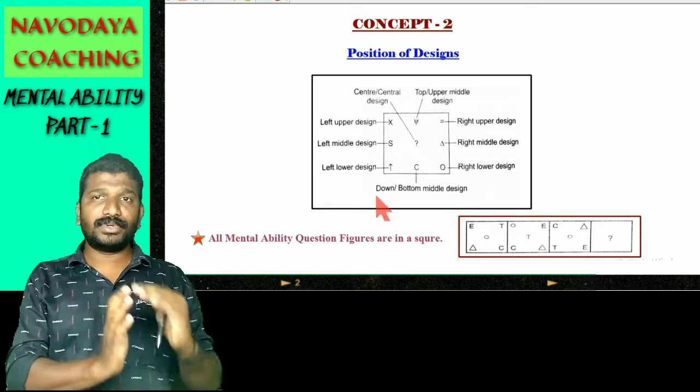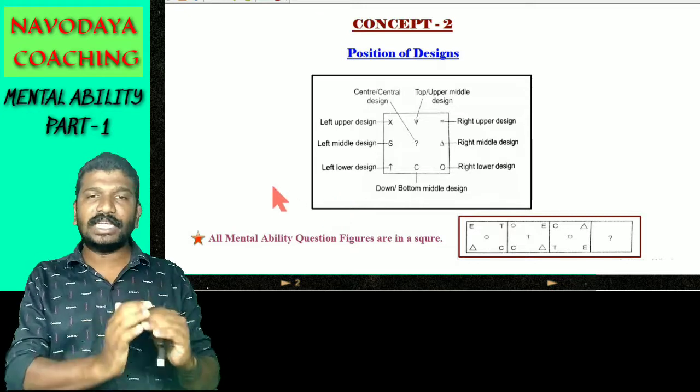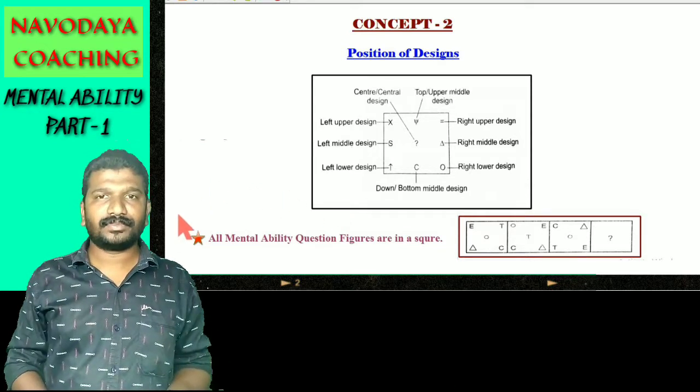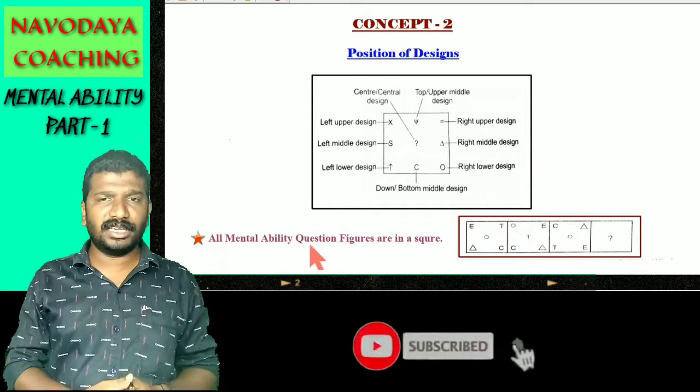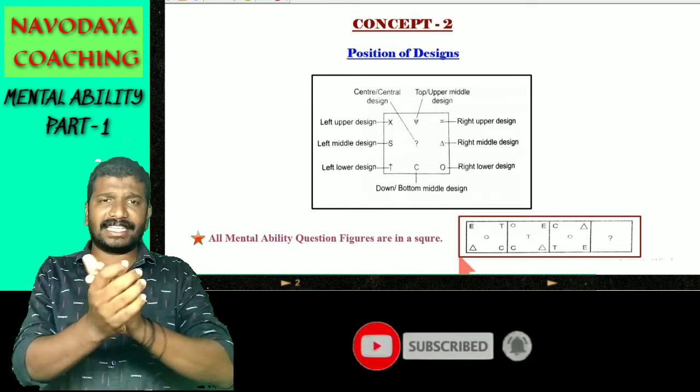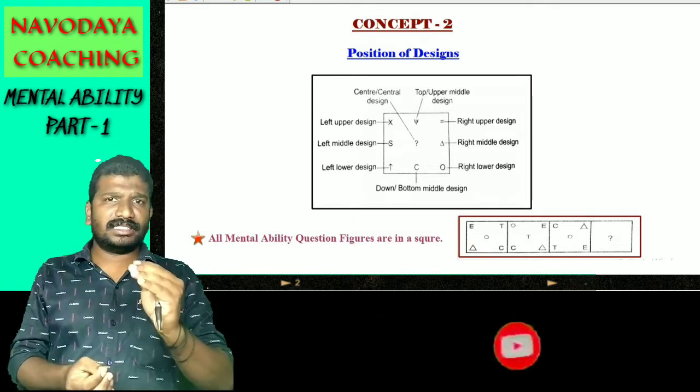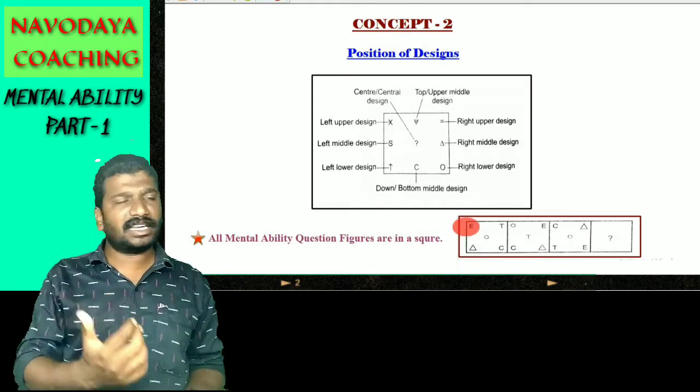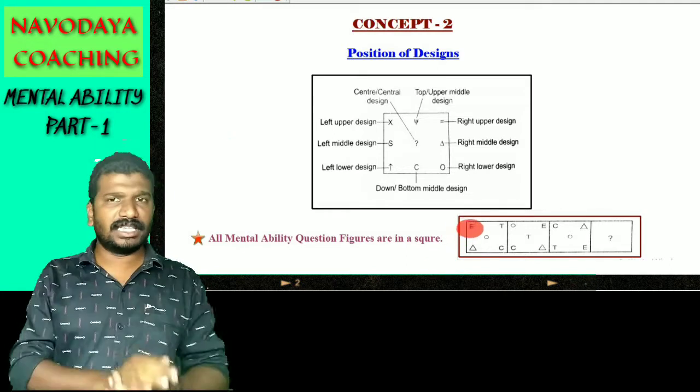Those are the main positions of the figures in a square. They are also given an example here. So shall we check the example? Here, as already said, in all mental ability questions the figures are in a square. That example you can also see here.